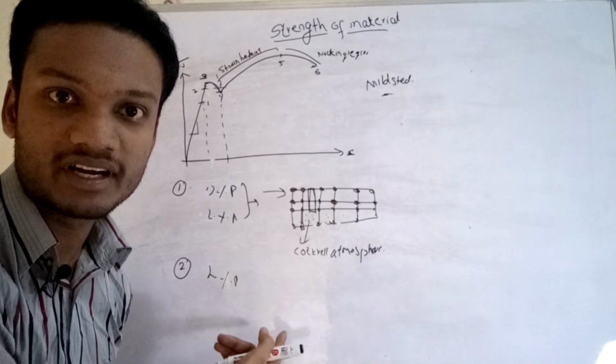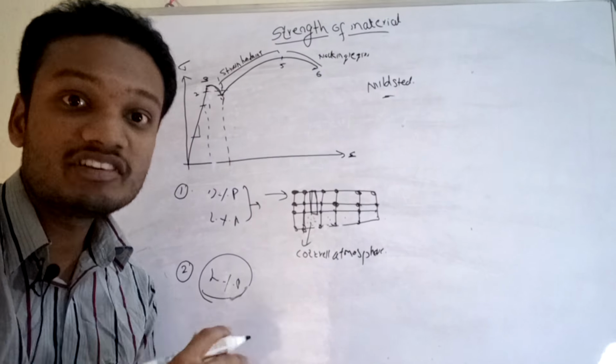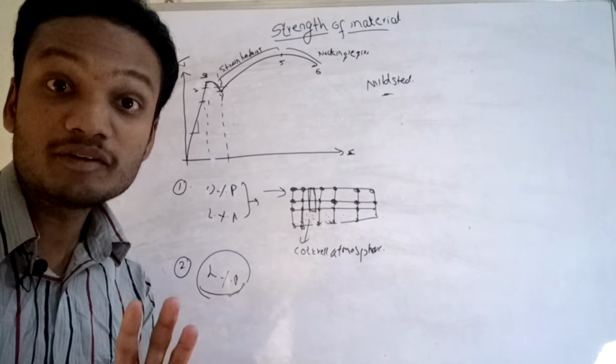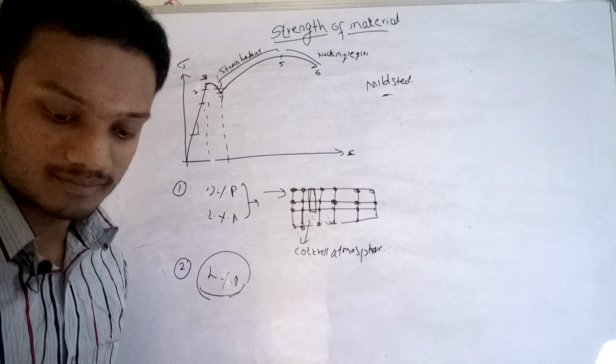So it is a temporary phenomenon. It is not a permanent phenomenon. The lower yield point is a permanent phenomenon which you should take into design consideration. That means your failure point in strength of materials is the lower yield point, but not the upper yield point.